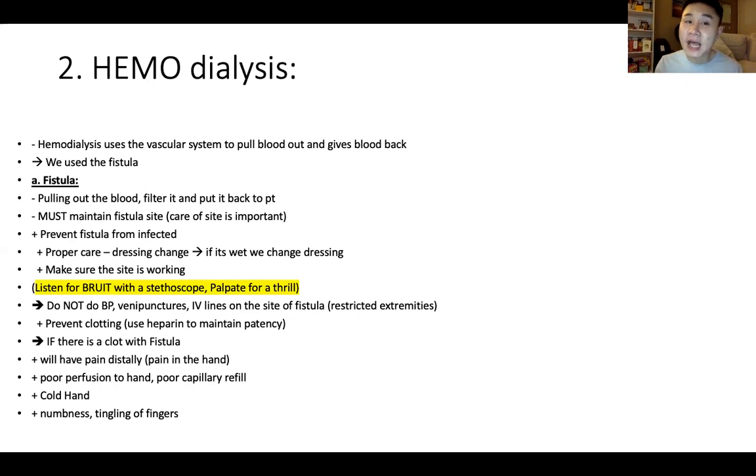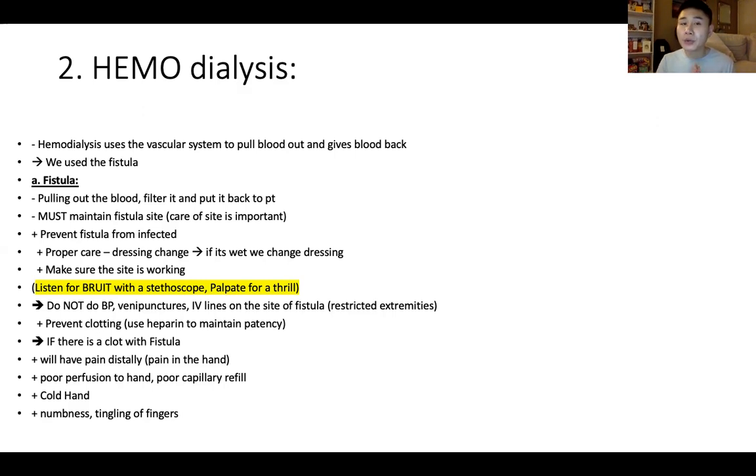So the first kind of dialysis is hemodialysis. Whenever we hear hemo, it's relating to blood. So hemodialysis basically uses the vascular system to pull blood out and give blood back. When it pulls blood out from the vascular system, it will go through a machine, and this machine will remove all the waste products, the urea, the potassium, the sodium, and then return the blood back to the patient so that they can have clean blood with waste products removed, and they don't have issues with electrolyte dysfunction or any other issues as well.